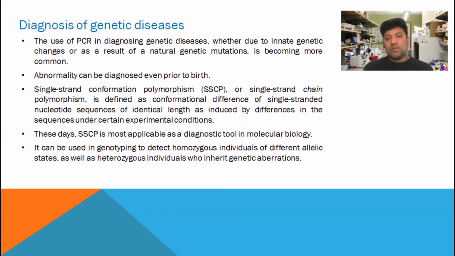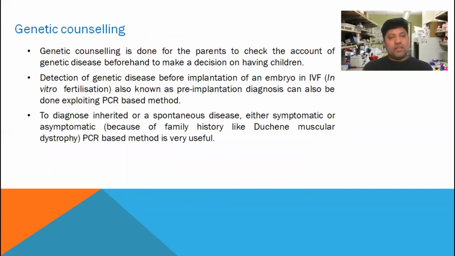Single strand conformational polymorphism, SSCP, or single strand chain polymorphism, is defined as conformational difference of a single strand nucleotide sequence of identical length as induced by differences in sequence under certain experimental conditions. These days, SSCP is most applicable in diagnostic tool. In molecular biology, it can be used in genotyping to detect homozygous individual of different allelic state, as well as heterozygous individual who inherit genetic aberration.